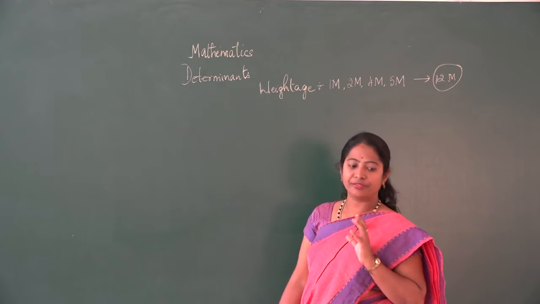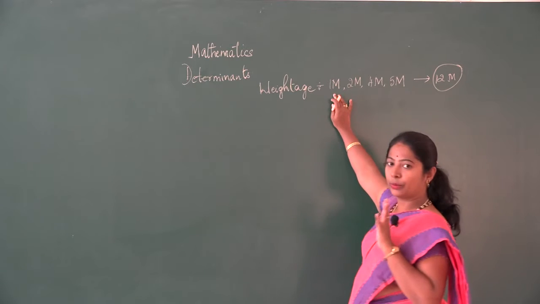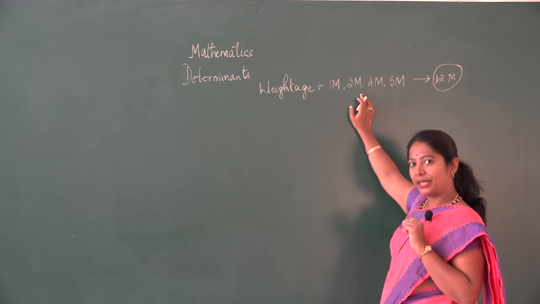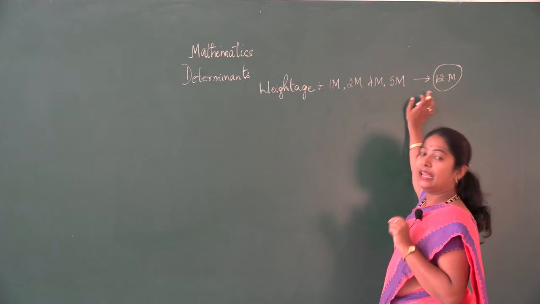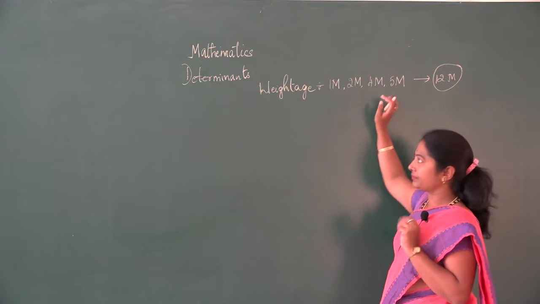The weightage of this chapter is 12 marks, wherein 1 mark questions will be asked in part A, 1 question of 2 marks will be asked in part B, 1 question of 5 marks will be asked in part D, and 1 question of 4 marks will be asked in part E.